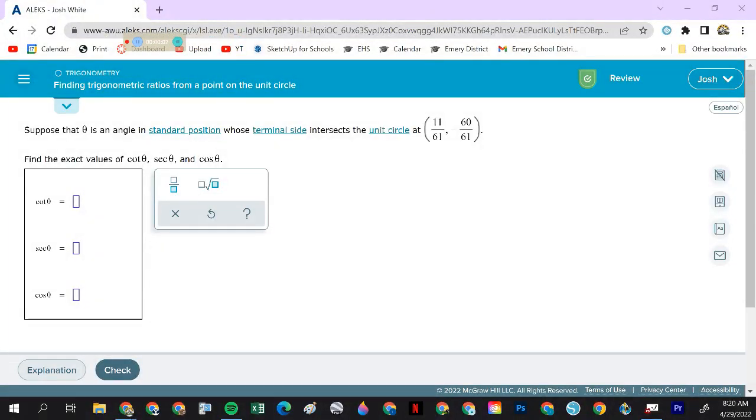We are finishing 8.3 today. So here we have an angle in standard position and a terminal side of 11 over 61, comma, negative 60 over 61. And we need to figure out the cotangent, secant, and cosine of that angle.